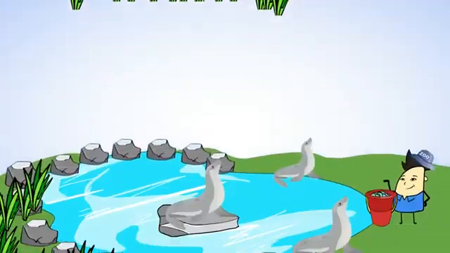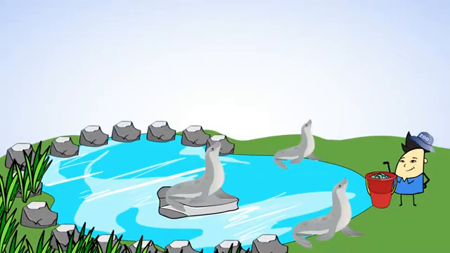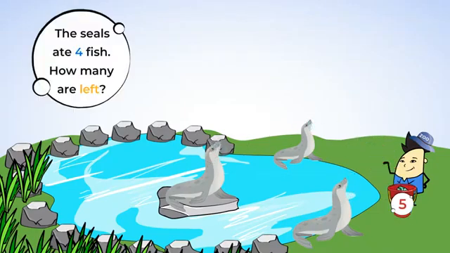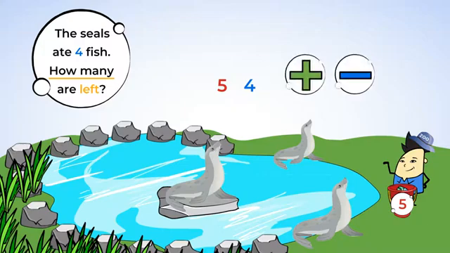Oh, whoa! Check out these seals. They are making so much noise. I think they're hungry. Zookeeper Ben brought 5 fish for the seals. The seals ate 4 fish. How many are left? Okay, this is another word problem. The problem says we have 5 fish, and the seals ate 4. Hungry little seals. So, 5 and 4 are our numbers.